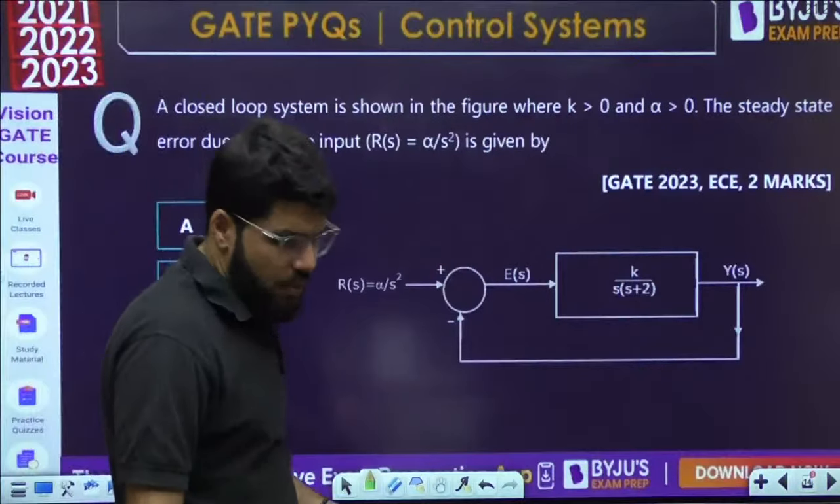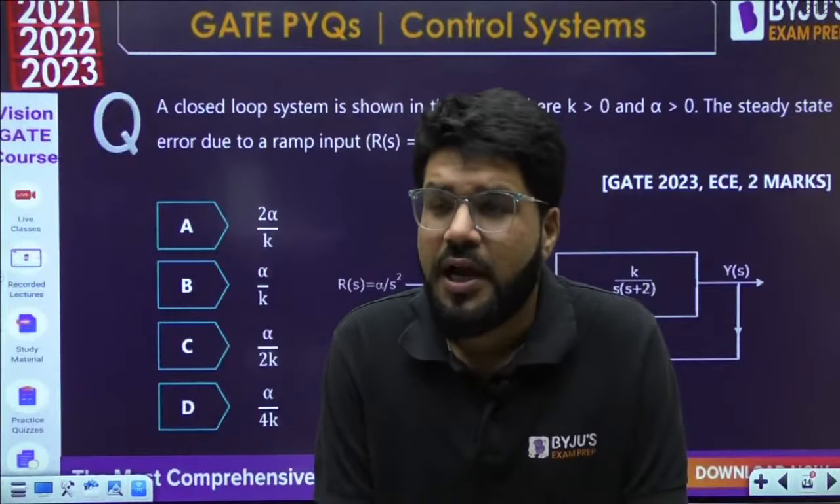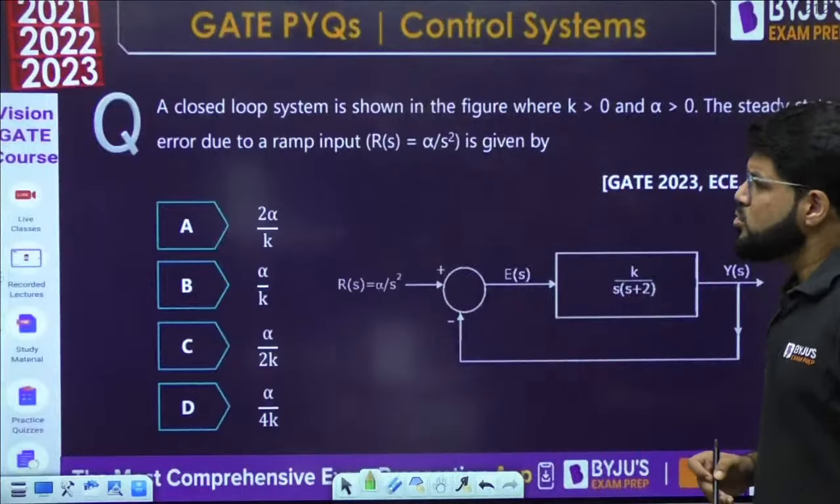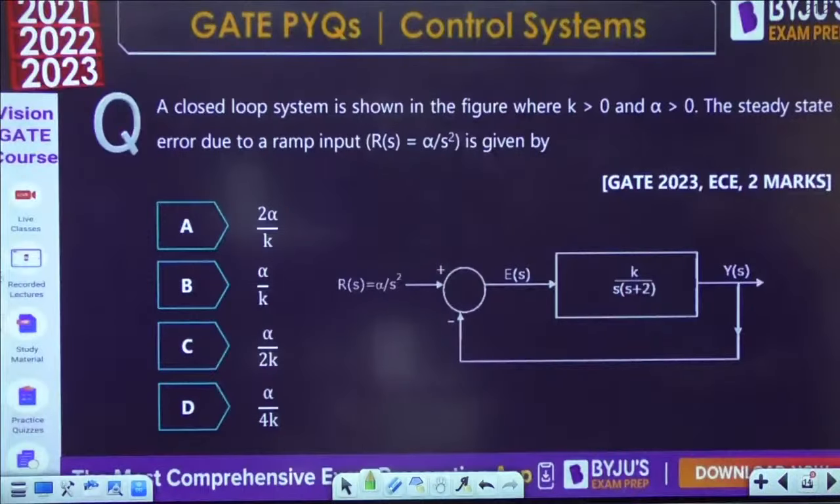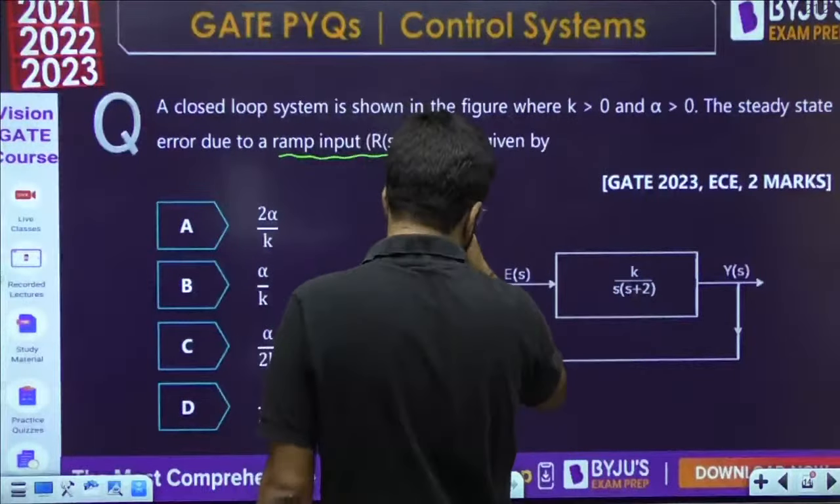2023, 2 marks, simple question. For 2 marks, this coming question is simple. Yes, Ashok. And look into the sign also, minus or plus. Okay, it's minus 0.1. Okay, a closed loop system is shown in the figure where K is positive and alpha greater than 0. Okay, the steady state error due to ramp input.